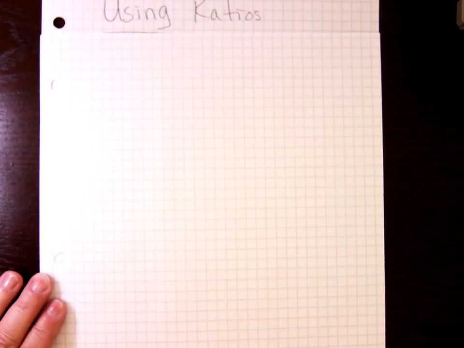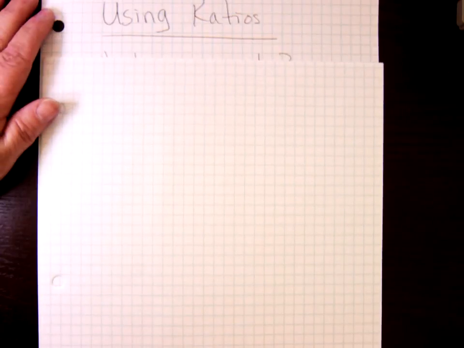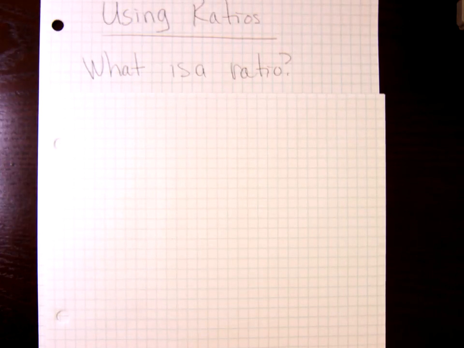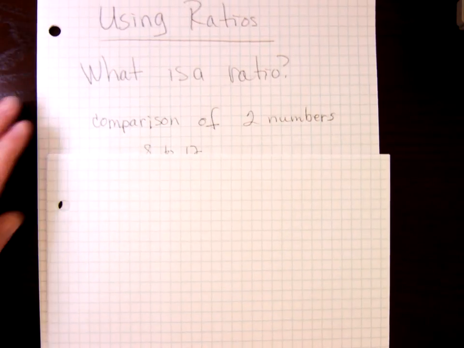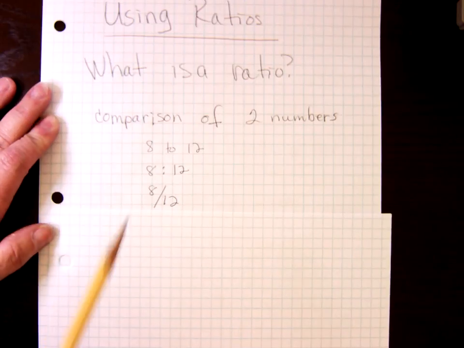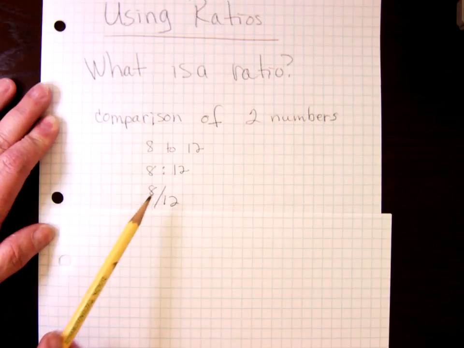The next topic in this section is called using ratios. First, I want to see if you remember what a ratio is. Correct. A ratio is a comparison of two numbers. We can write it several different ways. We can write it by saying 8 to 12, 8 colon 12, or 8 over 12.